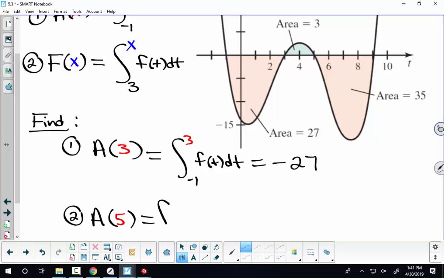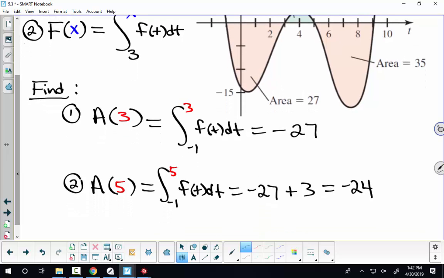So that means we're taking the integral from -1 to 5 on that function, f of t dt. So from -1 to 3 is -27, like we just found. And then we go from 3 to 5, we get an area of +3 because it's above the x-axis. So A evaluated at 5 is -24. Do you have any questions on that?